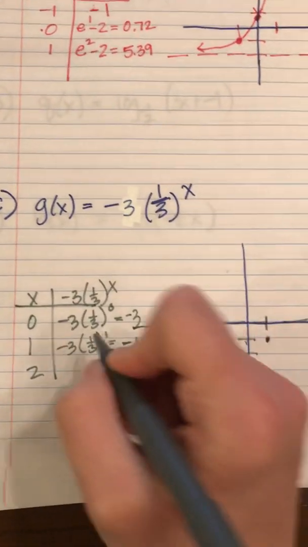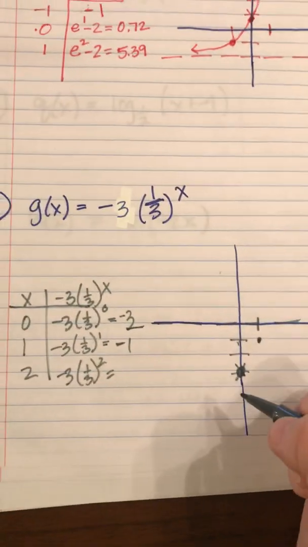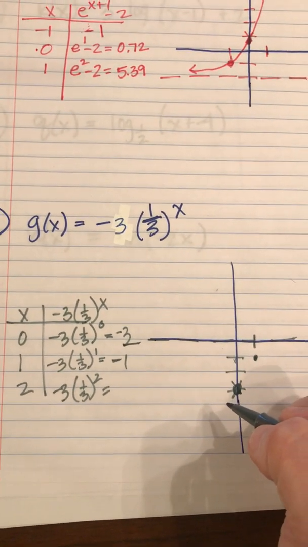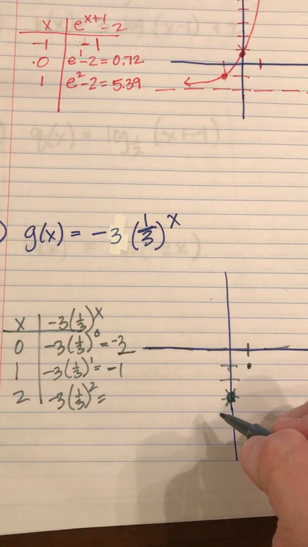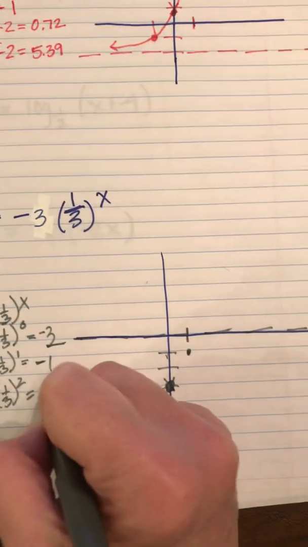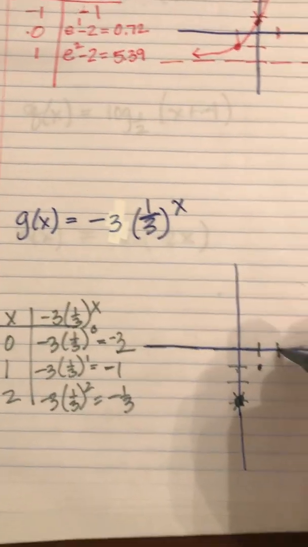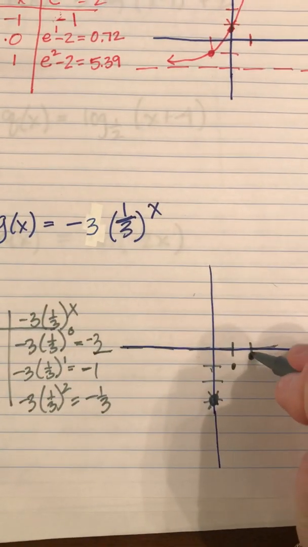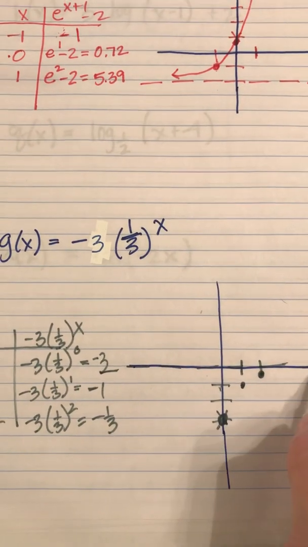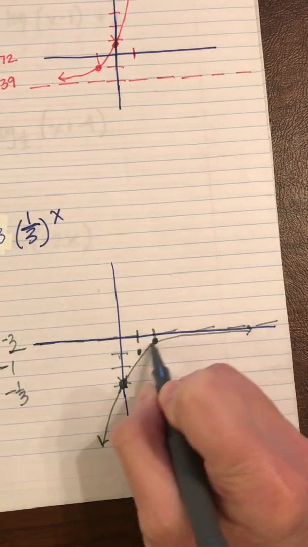And then the third point, I'm going to plug in 2 for x. So I get -3 times 1/3 to the second power. 1/3 to the second power is 1/9. 1/9 times -3 would give me -1/3. So if I plug in 2 for x, -1/3 would be about right there, roughly. If you can see the way it's curving, your graph is going to look like that. Again, it has to approach your asymptote and curve down.